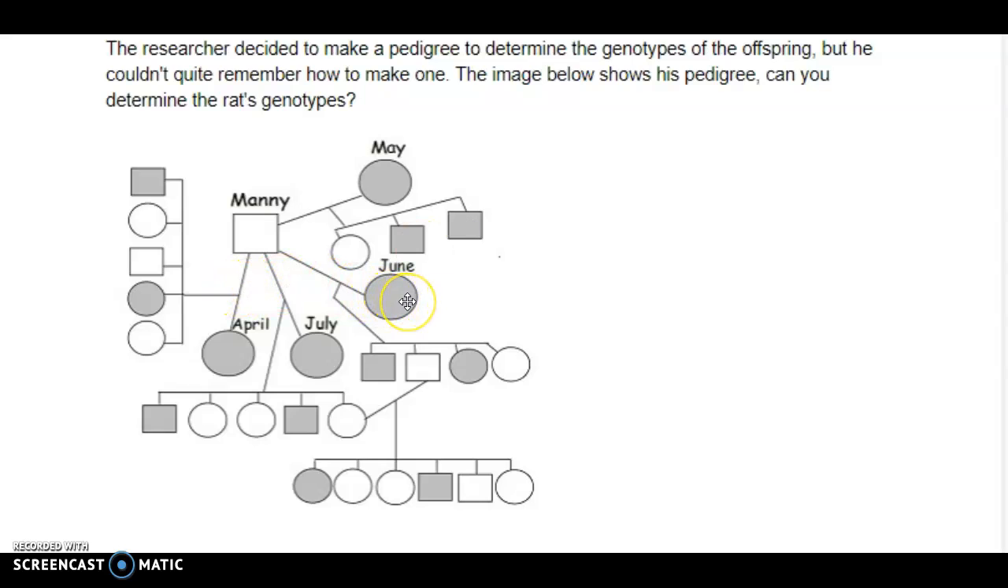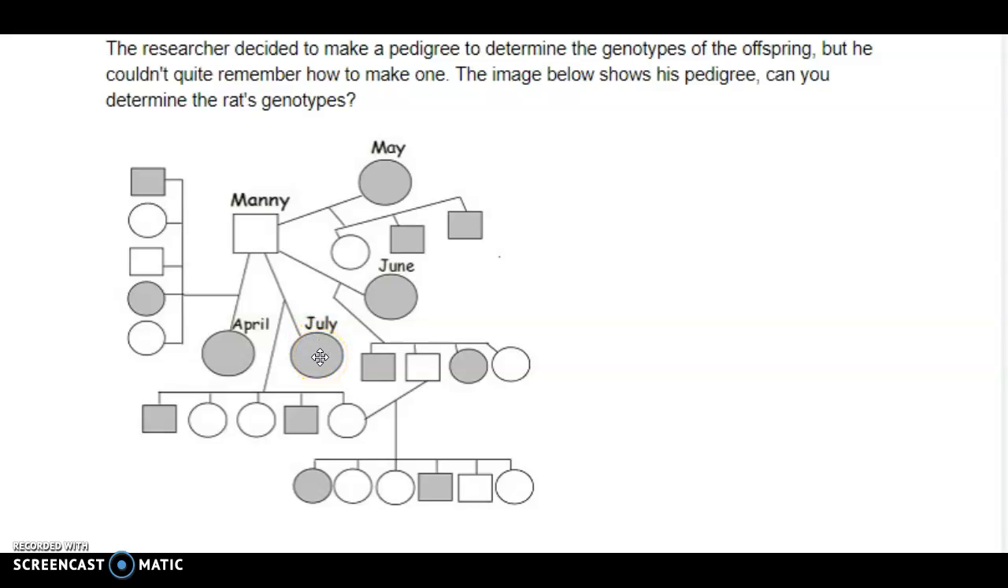Okay, June was also albino. She was little a, little a, and she too has offspring. This one is big A, little a, because she could only give a little a, and Manny had to give the big A. This one would be little a, little a. Manny would have given this one a big A, and then June would give this one a little a. So that one would be big A, little a.